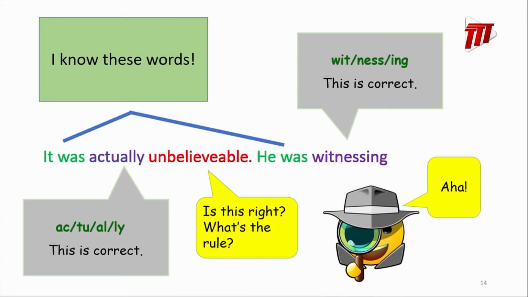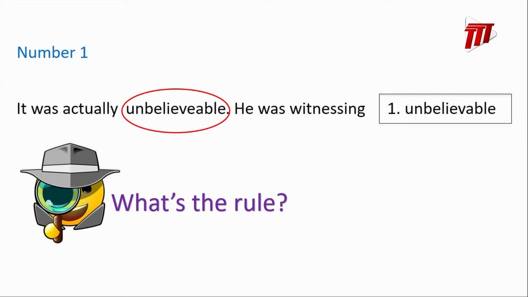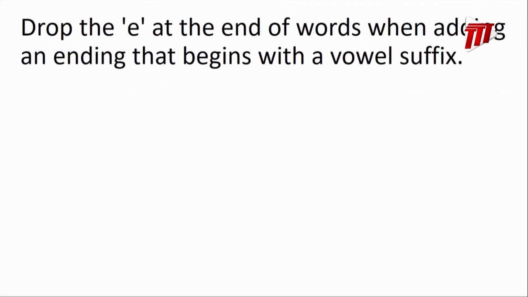Have you figured it out? We circle the word unbelievable. Make sure and circle your word. If you don't circle that word, you'll lose a point. So, what's the rule? Did you figure out that rule? Yes. When adding A-B-L-E, we drop the E at the end of the word and then add the suffix A-B-L-E.